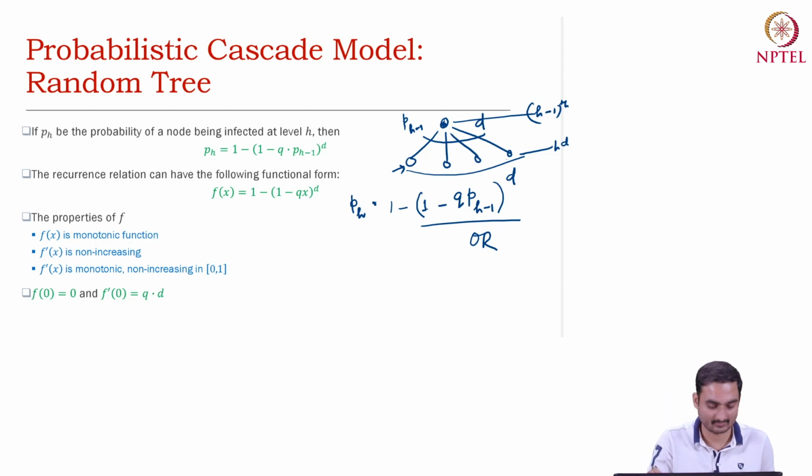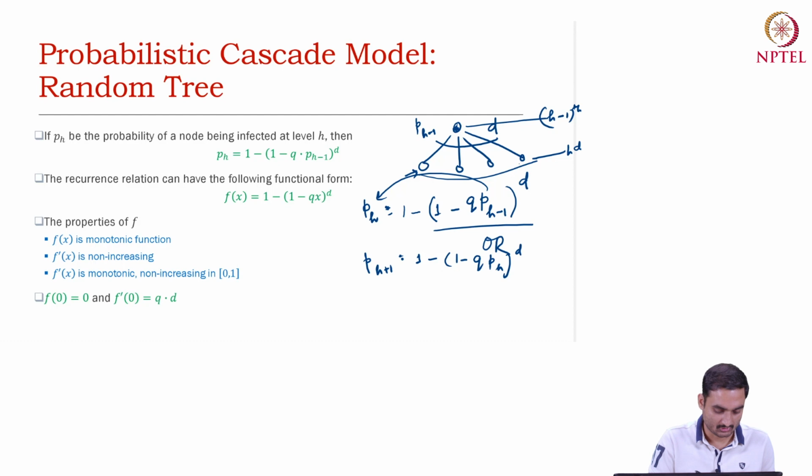So this probability is basically indicating that at depth h at least one node will be infected due to at least one node which has got infected at depth h minus 1, okay. Now, this is kind of a recursive function you see here, right, because in the next stage we will use it to calculate p of h plus 1.